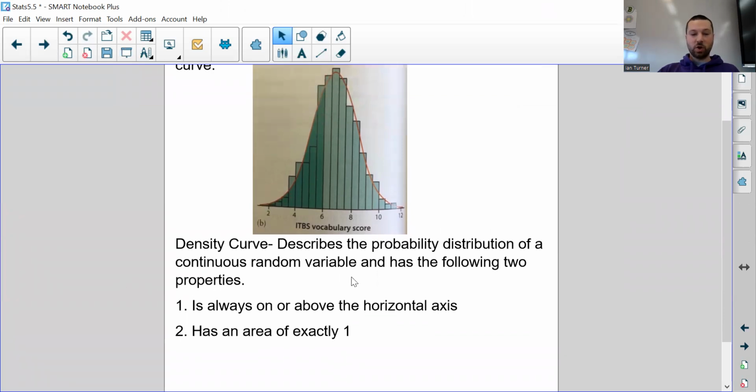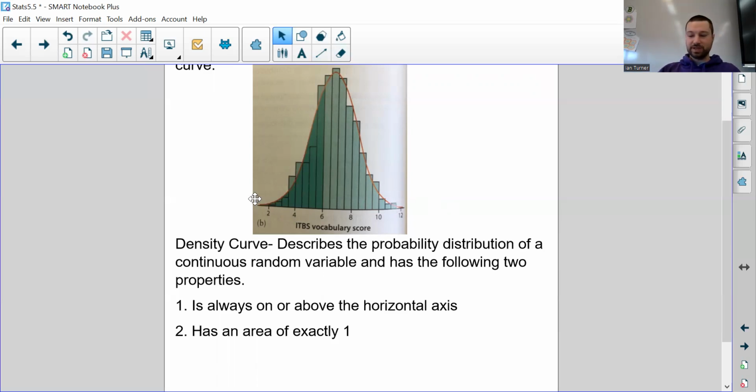Number one, it's always on or above the horizontal axis, so it cannot dip below our x-axis. Okay, pretty straightforward. That makes sense. Number two, it has an area of exactly 1. This is super important. We're still dealing with probabilities here, folks. So it still has to add up to 1, like we've been saying all probability chapter.